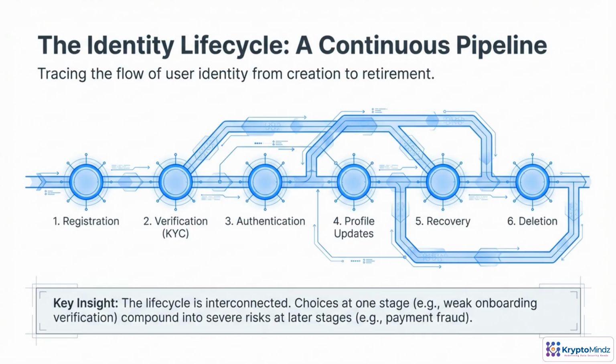Think of identity as a pipeline that runs for the entire relationship with a user. It starts at registration. Then you decide how strongly to verify them. Each time they return, you authenticate them and allow them to update details over time. When they lose access, recovery controls who can reclaim the account. Eventually, you may need to delete or anonymize their data. Weak decisions early on, especially at verification and recovery, tend to explode later as fraud, compliance issues, or user harm.